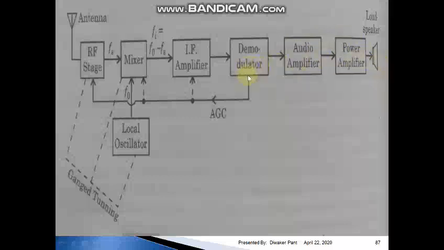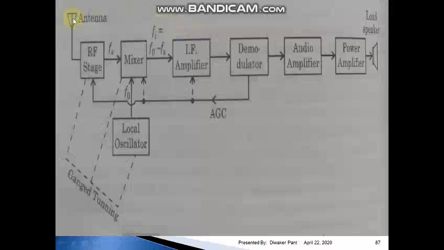Here one important thing is that the demodulator is connected to the RF stage through a circuit, and that circuit is known as AGC. AGC stands for automatic gain control. And there are some tuning circuits also, and these tuning circuits are tuned according to the requirement of the system. This tuning is known as ganged tuning, which we will discuss later on. First we will discuss the working of each block one by one.